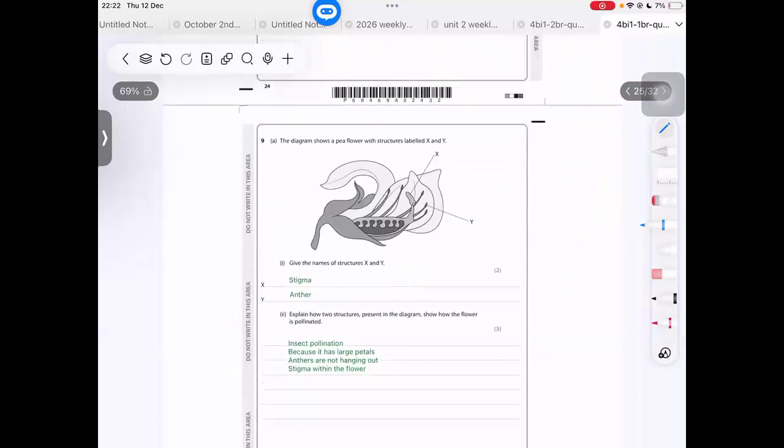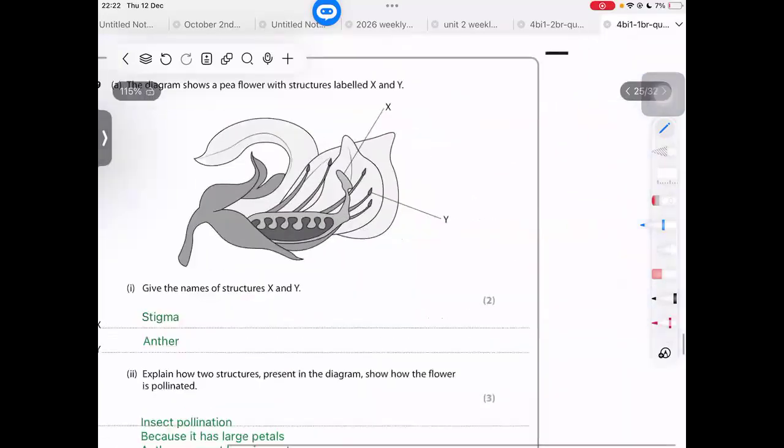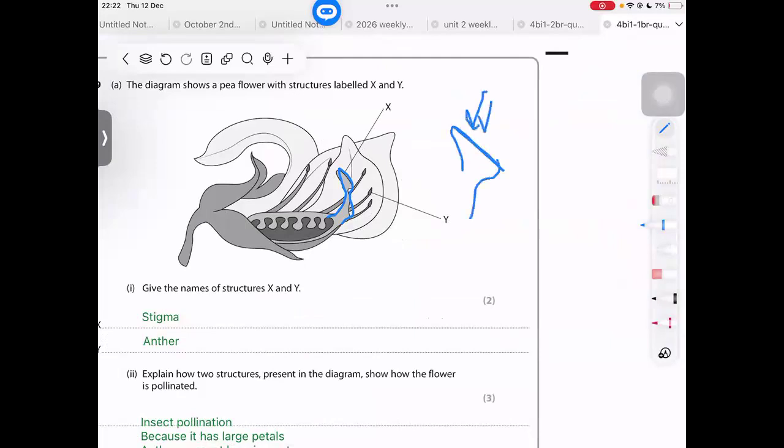Then in the 9th question, they have given a pea flower with structures labeled X and Y. They have asked us to mention the name of X and Y. You can see X is just a single structure protruding like this, and it is the stigma, because it has an area where the pollen can get placed. Therefore, it's the stigma. And these are the stamens. You can see the filaments, and also the anthers where the pollen is produced. Therefore, X is the stigma, Y is the anther.